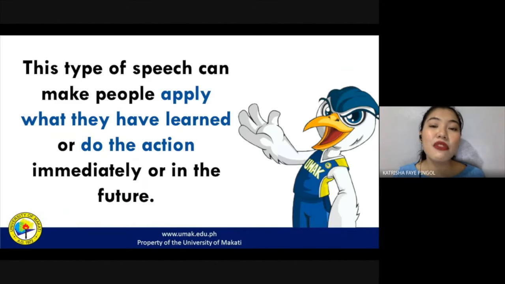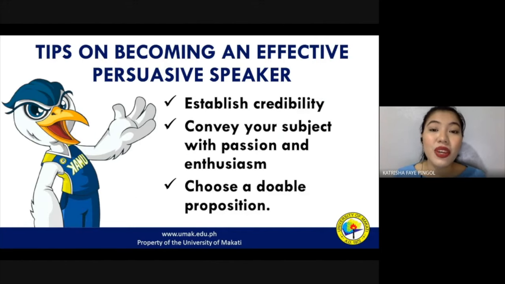Okay, now this type of speech can make people apply what they have learned or do the action immediately or even in the future. Here are some tips on becoming an effective persuasive speaker. Of course, you need to establish your credibility. Next, convey your subject with passion and enthusiasm. This will allow your listeners to engage in you. This will allow your audience to believe that whatever it is that you are saying, you are dedicated to it. All right?